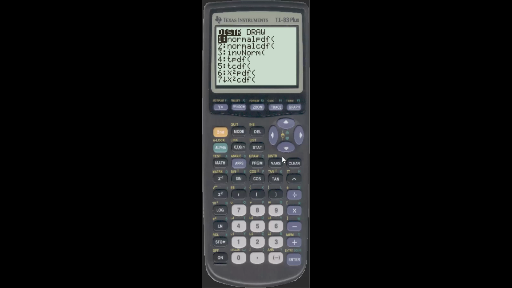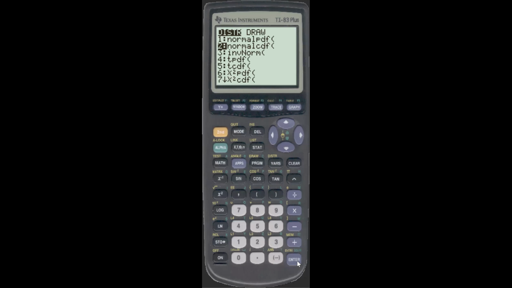Second distribution. And do you see normal CDF there? Second, distribution, it's above vars. It's right there above vars. You can see that? Oh, okay. Yes. And then go down to normal CDF. So CDF is the area between two values.